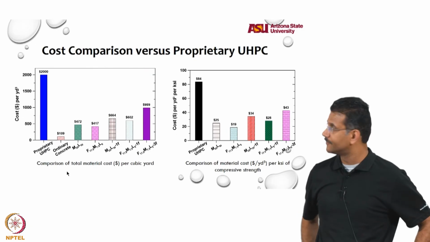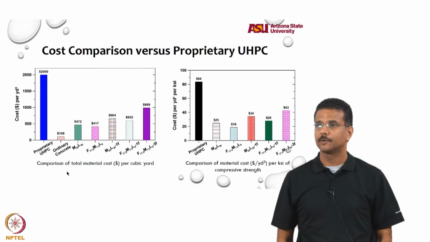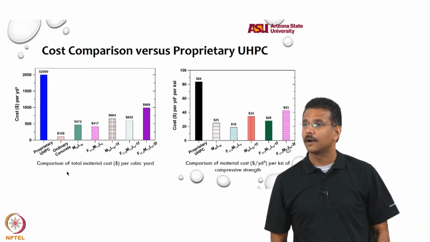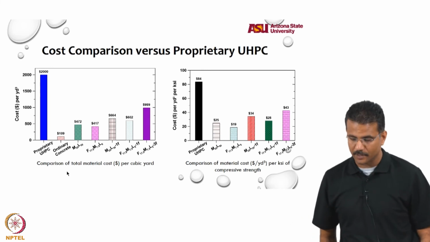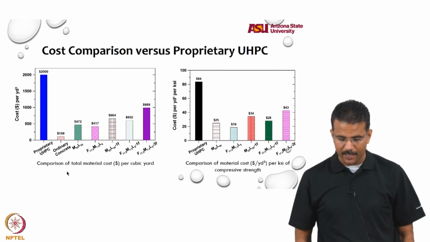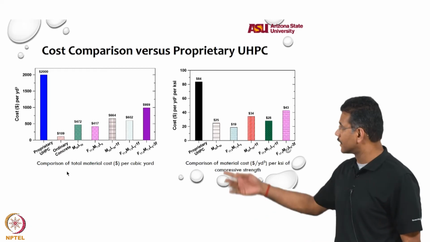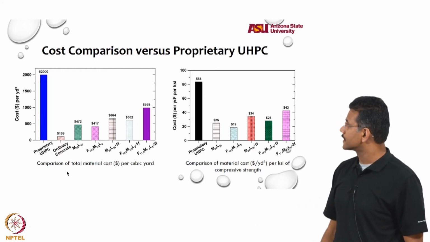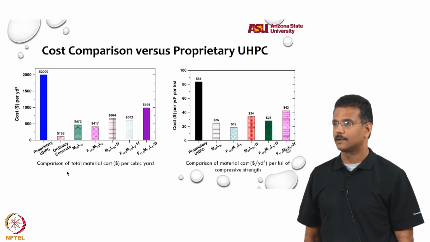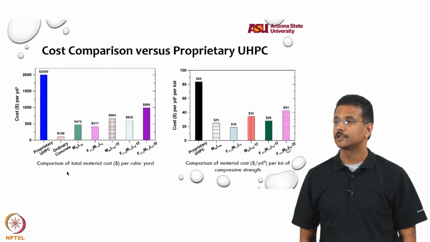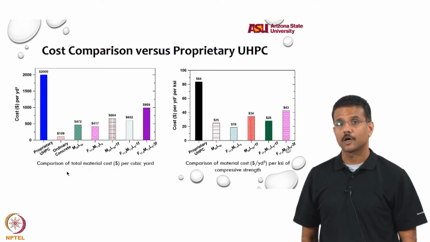And then if you look at conventional commercial ultra high performance concrete, I told you about $2,000 per cubic yard, and ordinary concrete is about $100. The mixes that we make are anywhere from $450, $500 to about $1,000. So we are easily able to shave off half the cost.